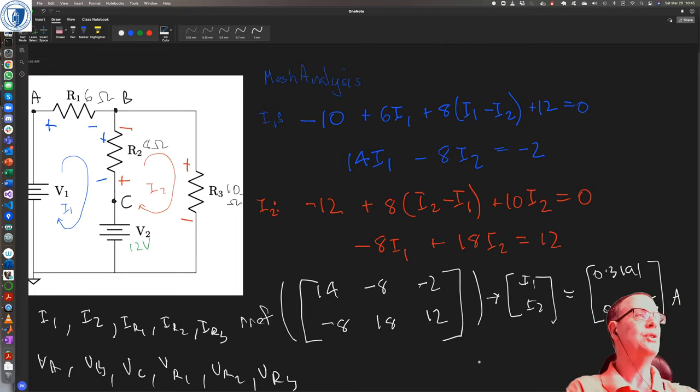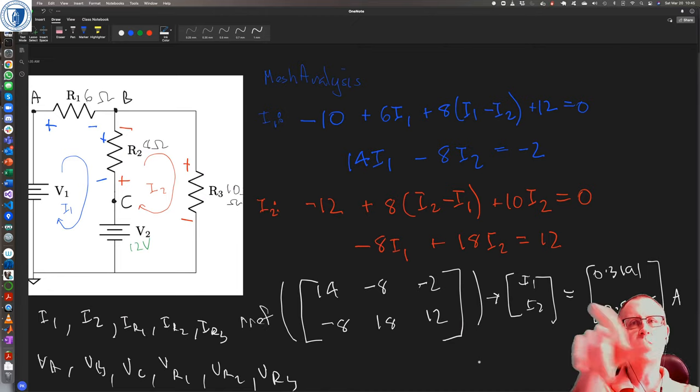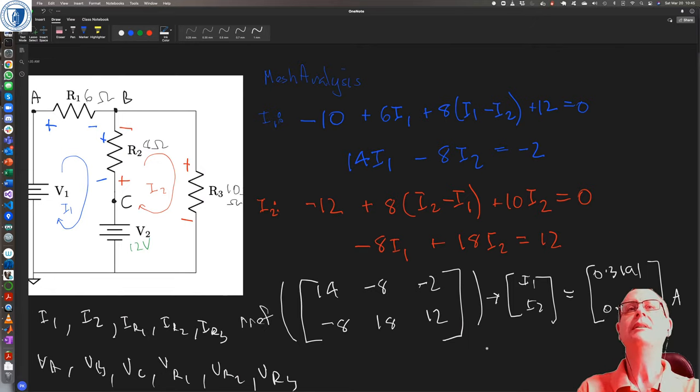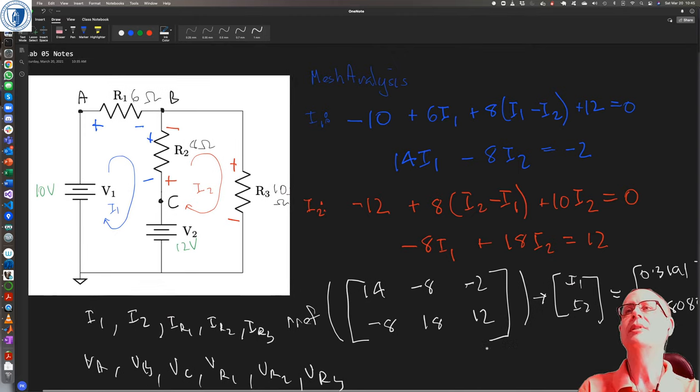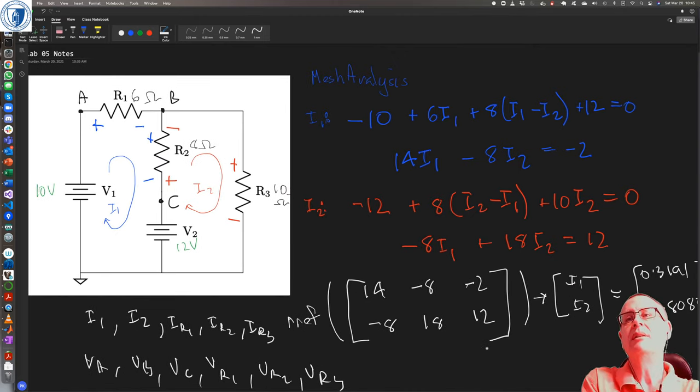And the aim is that you compare these numbers that you get from this analysis with what we get from nodal analysis. So now that we have some numbers for this one, let's just see what that means.